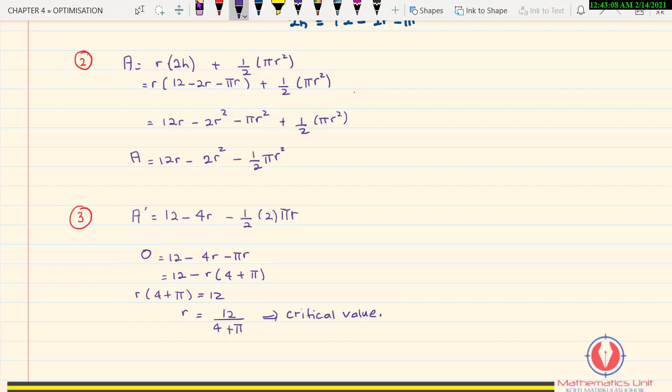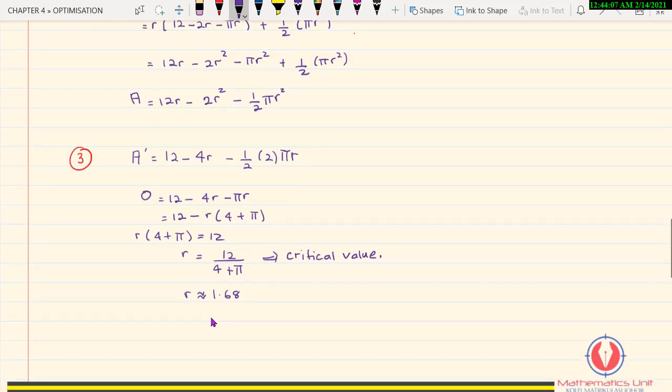Please note that this pi here is not a variable. This is a constant. So you can calculate this one using your calculator. This r is approximately 1.68 centimeters. To confirm whether this radius actually maximizes the area of the window, we need to use the second derivative test.